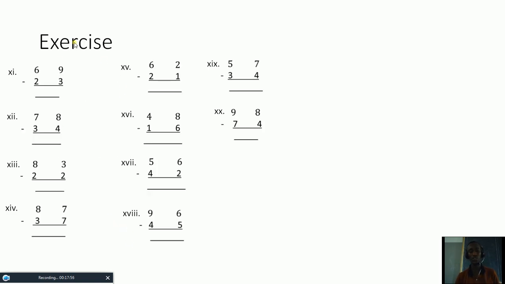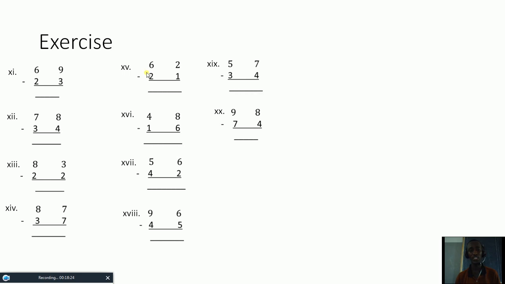So these first 10 questions are for horizontal subtraction. Number 11 is 69 minus 23. Number 12 is 78 minus 34. Number 13 is 83 minus 22. Number 14 is 87 minus 37.